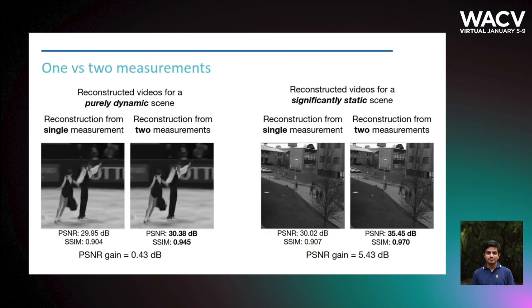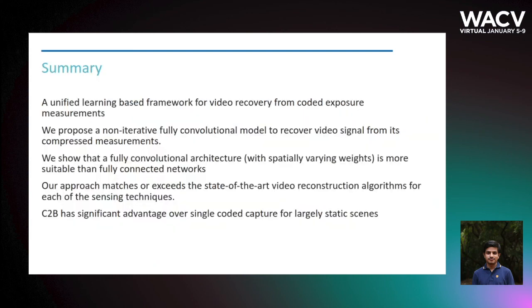In summary, we propose a unified learning-based framework for video recovery from coded exposure measurements. We propose a non-iterative fully convolutional model to recover the video signal from its compressed measurements. We show that a fully convolutional architecture with spatially varying weights is more suitable than fully connected networks. Our approach matches or exceeds the state-of-the-art video reconstruction algorithms for each of the sensing techniques. We also show that C2B has a significant advantage over single coded capture for large static scenes.